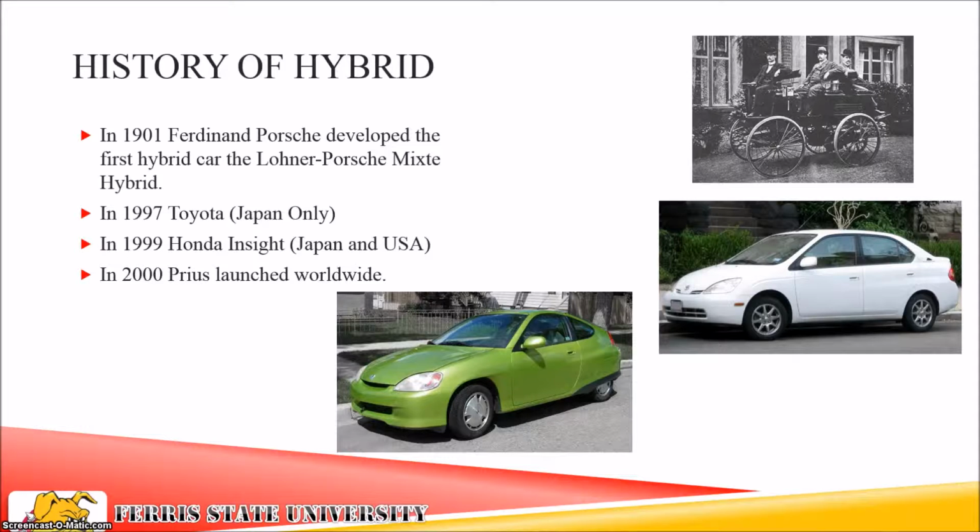In 1997, Toyota came out with the first commercial modern hybrid. It was released in Japan only during that time. In 1999, the Honda Insight was released in Japan and the US, and shortly after that, in 2000, the Prius was launched worldwide.